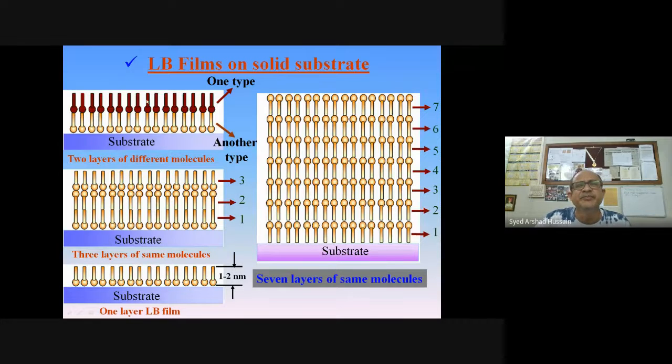So these are some examples. You can prepare two layers with two different materials. Then maybe this kind of organization, then single layer, this multi-layer. So this is just an idea that it's possible. So this is the end of the first part of my lecture.